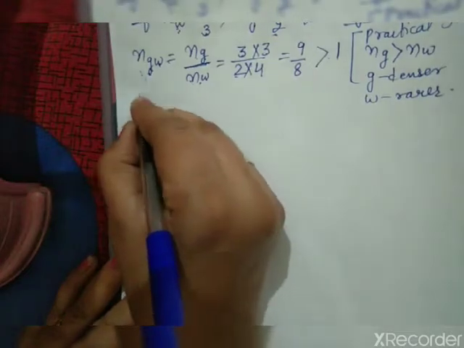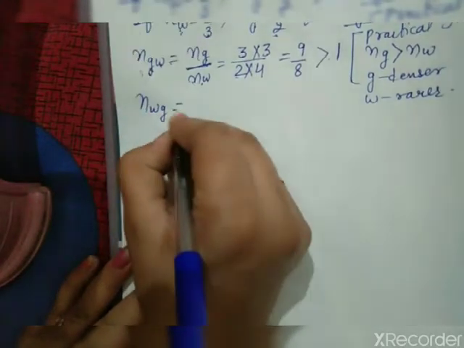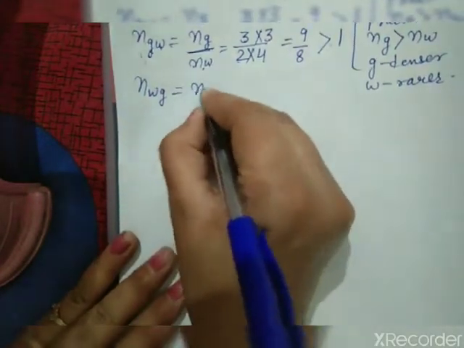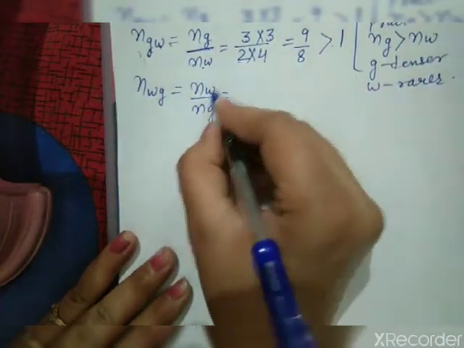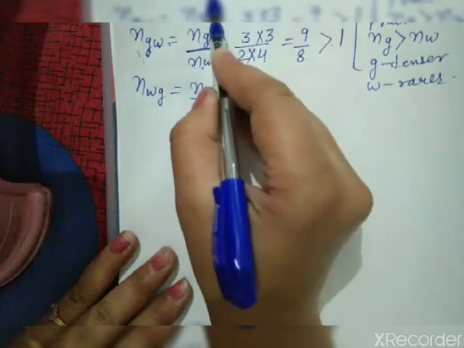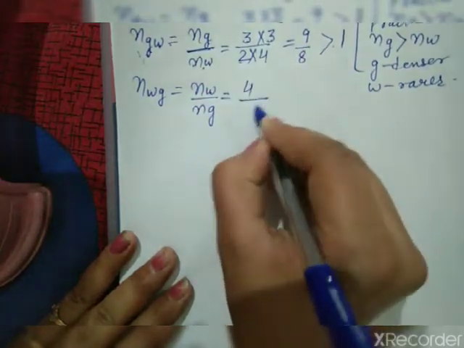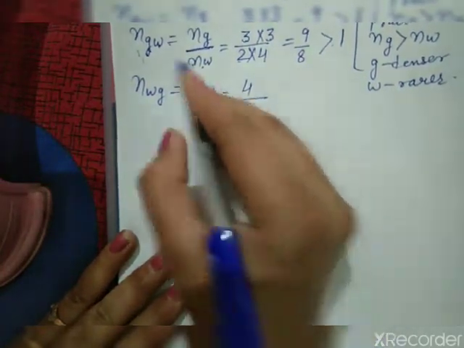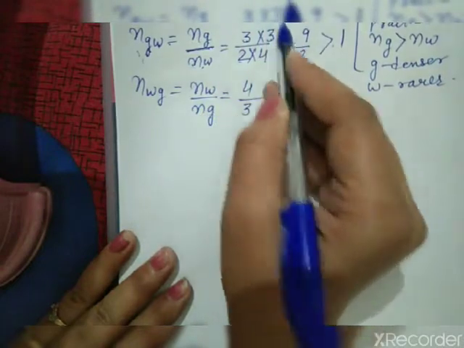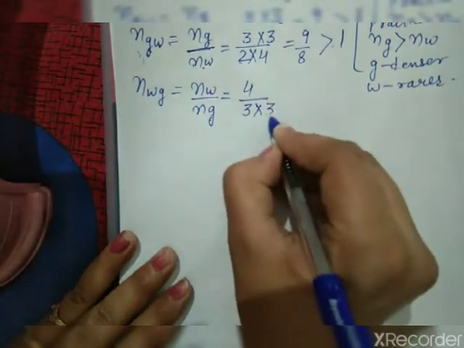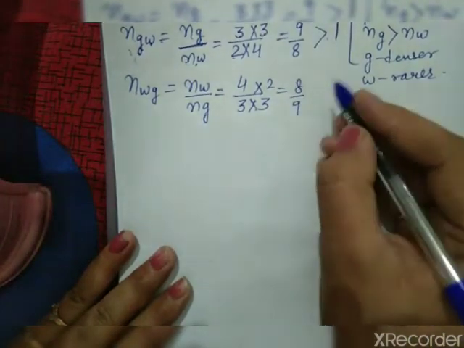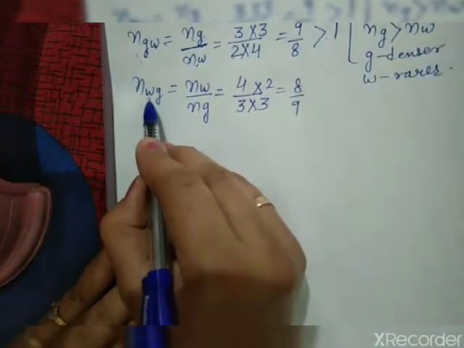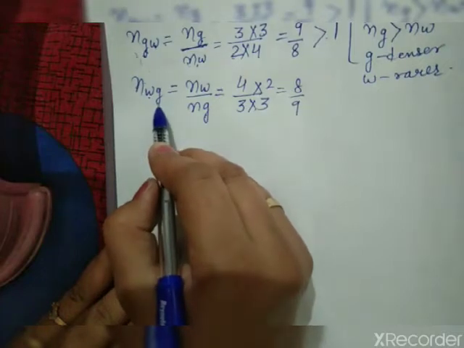Now we have to find out the value of NWG. What is the value of NWG? That is Nw upon Ng. What is the refractive index of water? That is 4/3. What is the refractive index of glass? 3/2. So we have to substitute here 3/2. What is its value? 8/9. 8/9 is the refractive index of water with respect to glass.